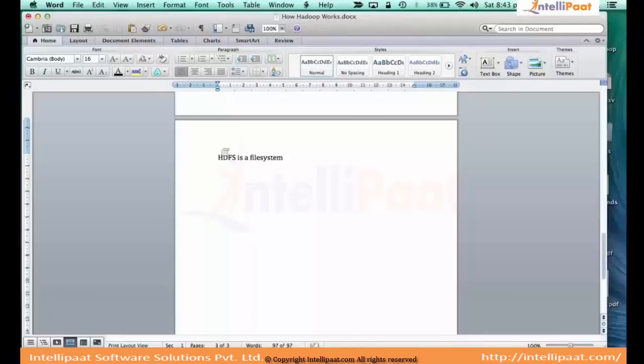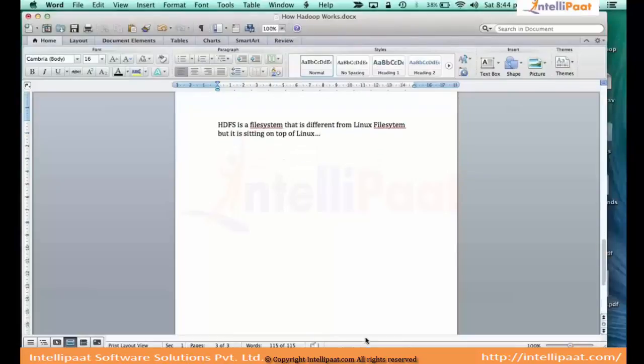HDFS is a file system that is different from the Linux file system, but it is sitting on top of the Linux file system. So I can answer your question in one line, but let's understand the whole thing, because that will help you collect the pieces and connect the dots. Now let's understand this carefully.